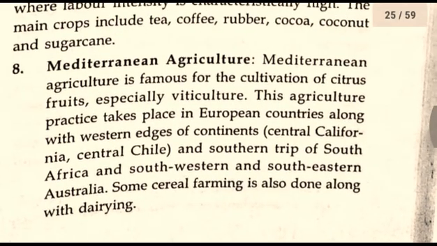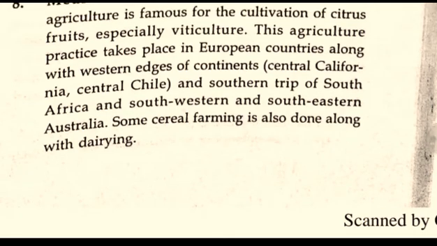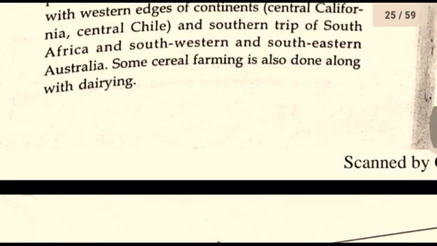Now we discuss Mediterranean agriculture. You can see European countries along with western edges, Central Chile, California, there you can see South Africa, and southeastern Australia, there you can see.